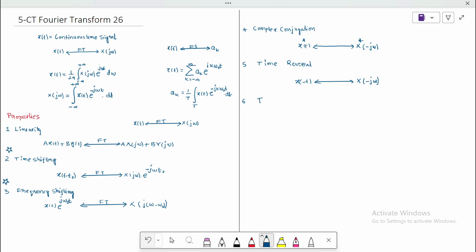Next, the sixth one, the time scaling property. This is very, very important. What is time scaling? x of at. You should remember this x of at. If a is less than one, that is a stretched signal. If a is greater than one, that is a compressed signal. This topic was discussed in the first chapter, so I'm not writing that information here.